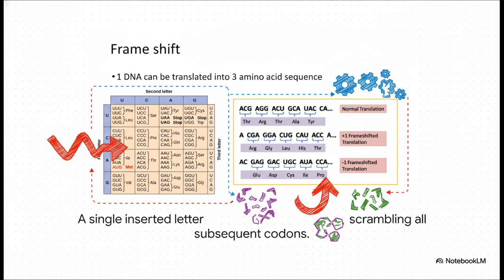See that single A that just got jammed in there? The cell's machinery has no idea it's a mistake. It just keeps on reading in its little groups of three. So instead of reading ACG, AGG, ACU, it now reads ACG, AGGA, CUG. The entire reading frame has shifted. Every single codon from that point forward is now totally wrong.